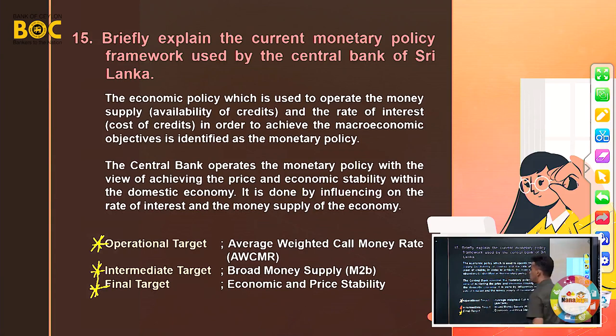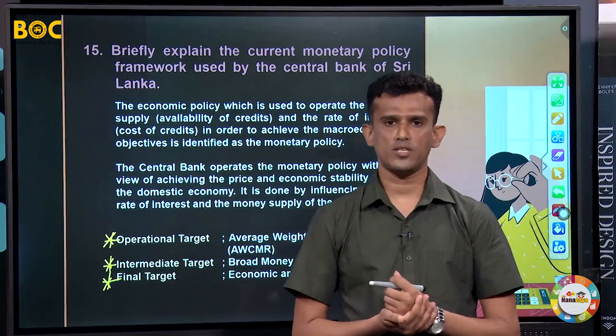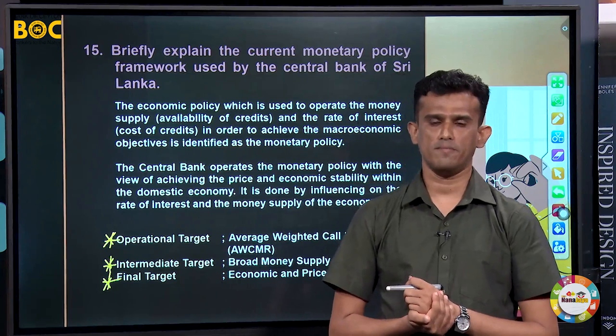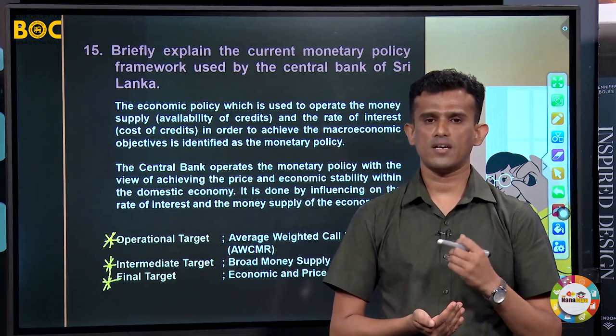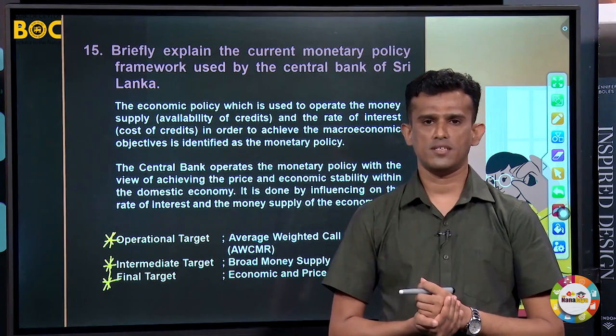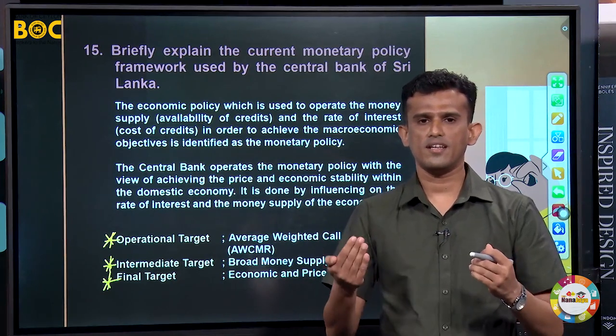The operational target is the average weighted call money rate. What does this mean? It is the average interest rate charged in the interbank call money market. The interbank call money market is the market where the commercial banks are offering loans to the other commercial banks for a short period of time. Usually the transactions in this market take place on a daily basis. Today they are offering and the next day they are repaying.